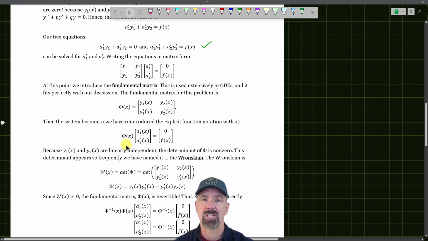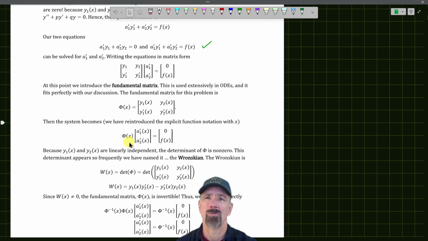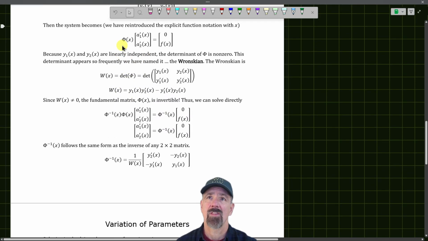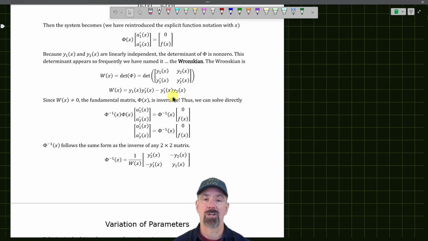And I've reintroduced the X notation now because we're going to start solving, and eventually we're going to solve once we find a1 prime and a2 prime for a1 and a2. So it turns out that if we take a look at the determinant of our fundamental matrix here, we find the determinant of a 2 by 2 matrix is just the Wronskian. So the Wronskian, named after Polish mathematician Wronski, is nothing more than looking at this determinant for the fundamental matrix. When the determinant is non-zero, that means the solutions that we have are linearly independent.